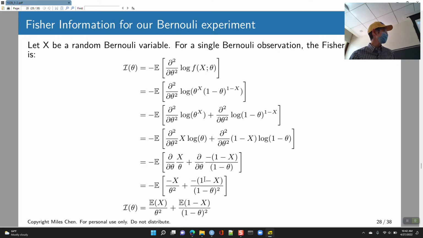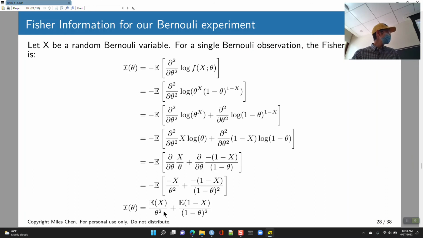And we want the expected value of the second derivative of the log likelihood function. It's the expected value with respect to the random variable x, not with respect to theta. So we'll treat the thetas here as constants. The expected value of x is over here. The expected value of 1 minus x is just that. And so this is our information.